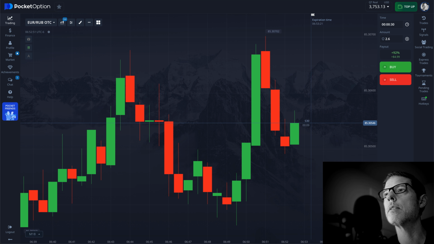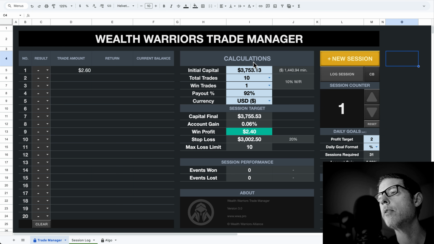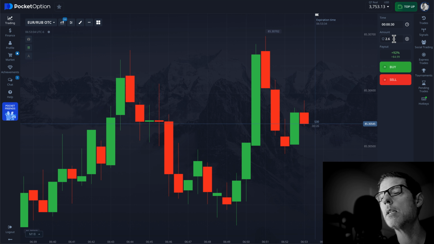37.53.13, exactly what it says inside of Pocket Option. New version of the Trade Manager, awesome. Let's continue to trade. We're not done, guys. Over here, the first trade amount the Trade Manager gives me is 260. I've already got 260 entered in because we won that first trade. Let's look for another one.